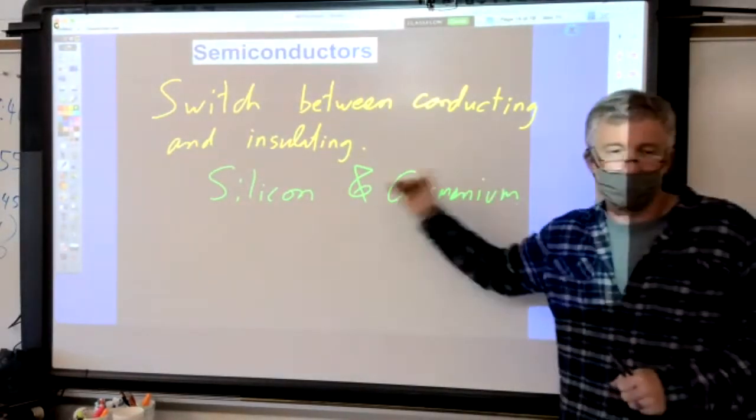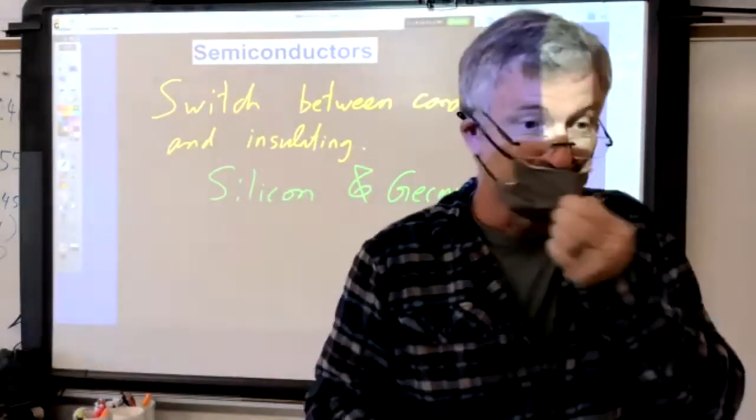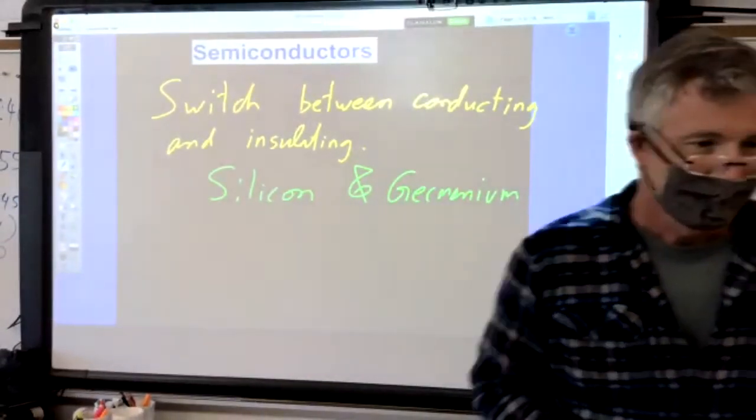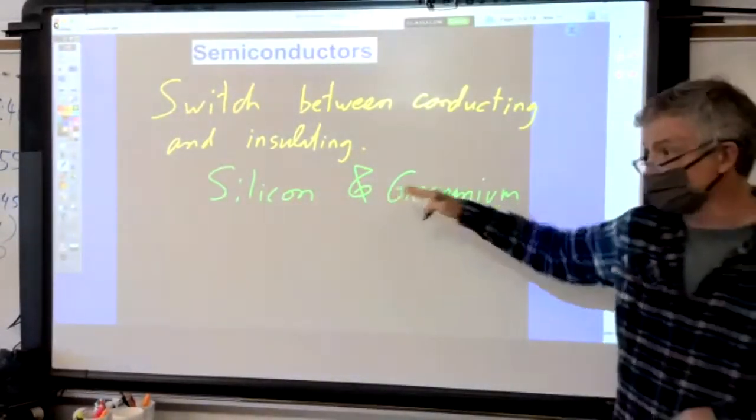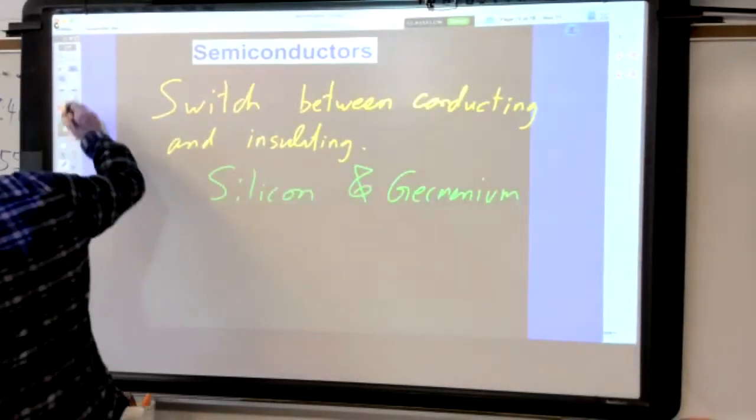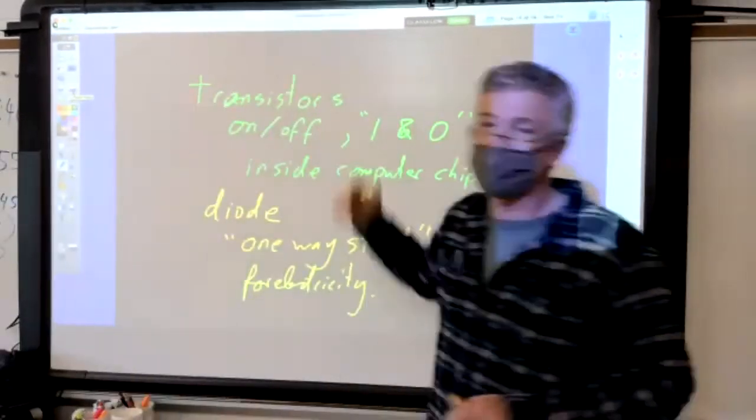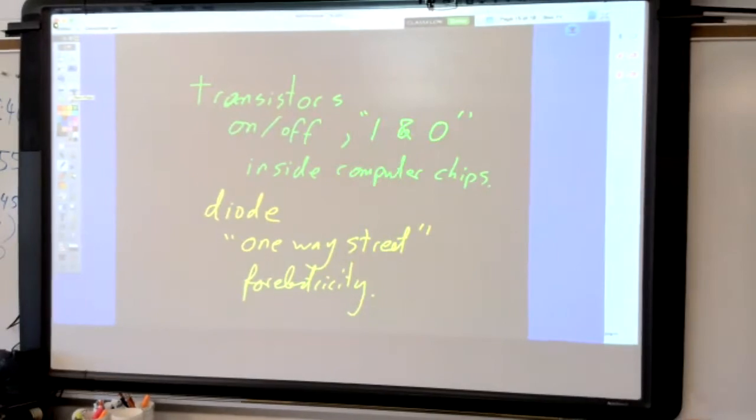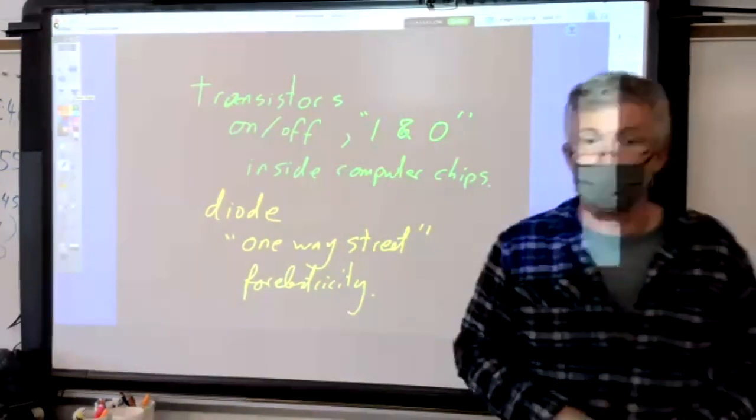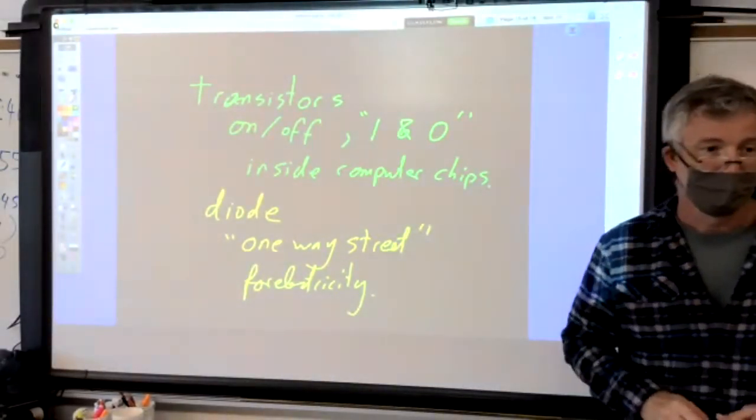They cannot be pure silicon and pure germanium. We have to add other stuff to them. And depending on how we add it, it makes it a different type of semiconductor. So these are the semiconducting elements, the best semiconducting elements. And we're just going to refer to the two types of semiconductors. We have transistors. Transistors are the ones and zeros of all computer, all integrated circuit language.